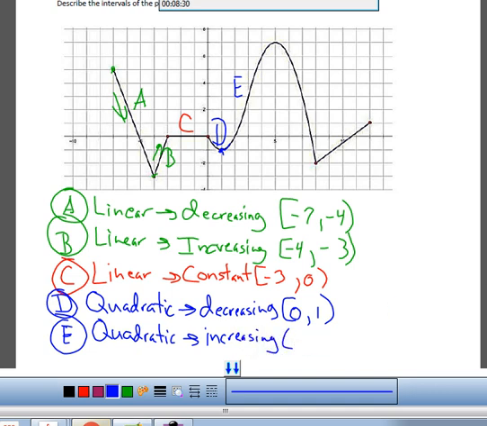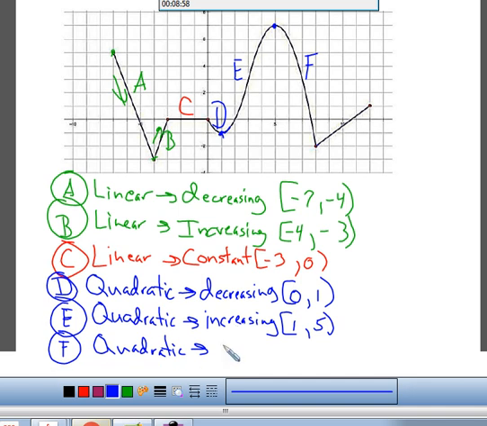So going from square bracket 1, we're going to stop at 5, up here at the top, at the vertex. Now, going from here down to this point here, it's still quadratic, so section F is quadratic. But again, it's decreasing because it's going down. The interval is from 5, so I'll use a square bracket because I didn't include it with the other one, to 8.